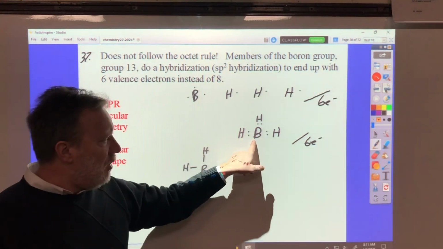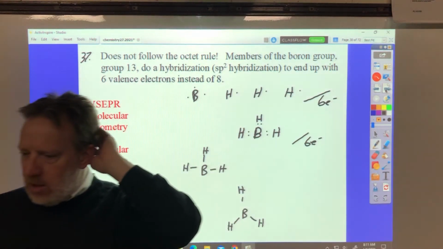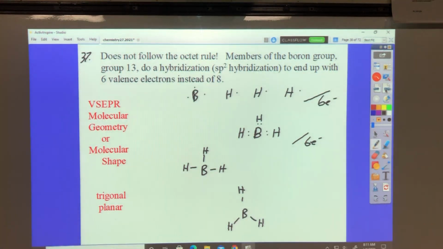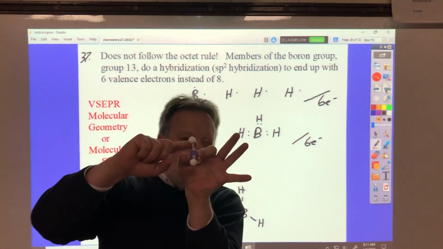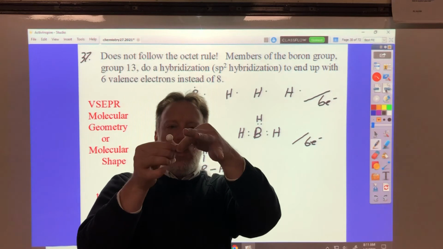Boron does not follow the octet rule. It's sp2 hybridized. We'll talk about hybridization in more of the upcoming ones. This is sp2 hybridized. And it ends up looking something like this. All in a plane, but in a triangle.